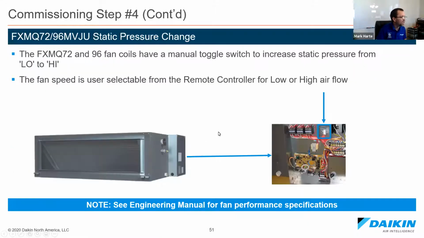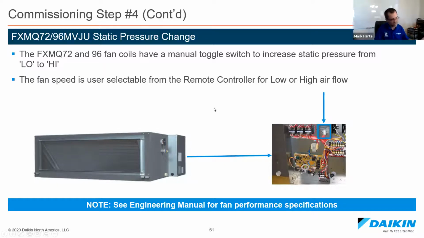Oh, sorry. Now this is the high static fan coil. Like I said, this is a toggle switch, low or high static. Turn it on, and if you want exact fan performance for that unit, you could look at an engineering manual, and that's available on Daikin City. But there's no field setting at the controller for this. Right here is a little toggle switch. It says high or low. That's how you change the static on that.